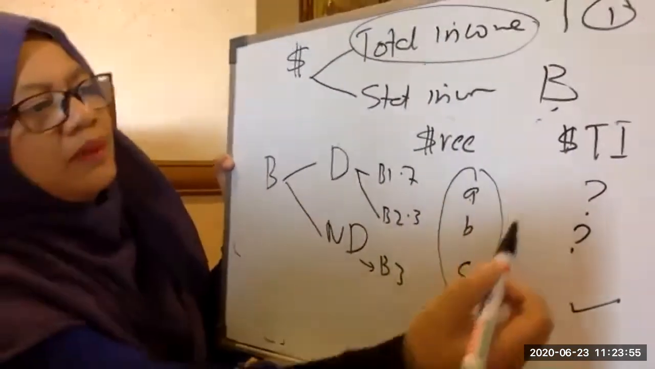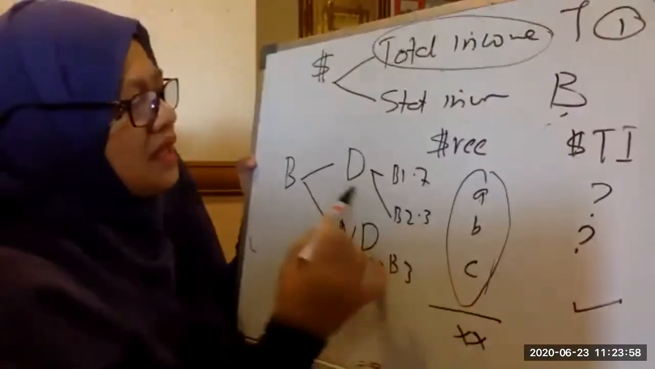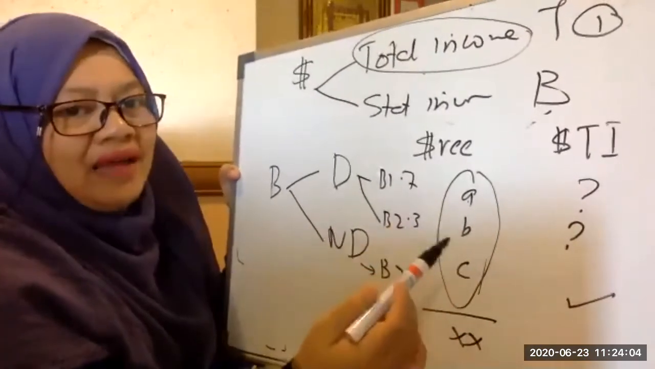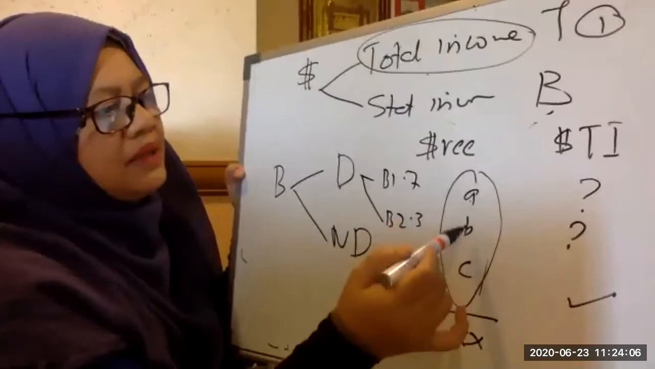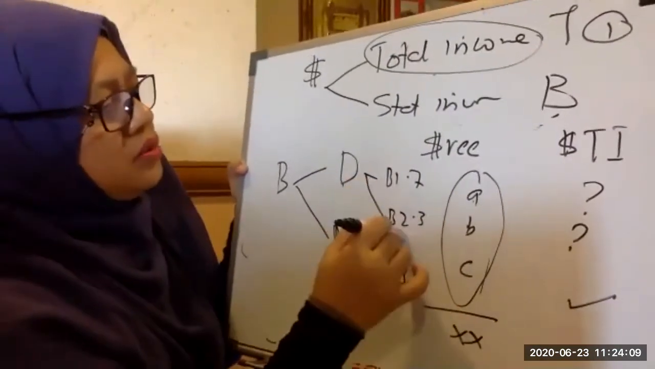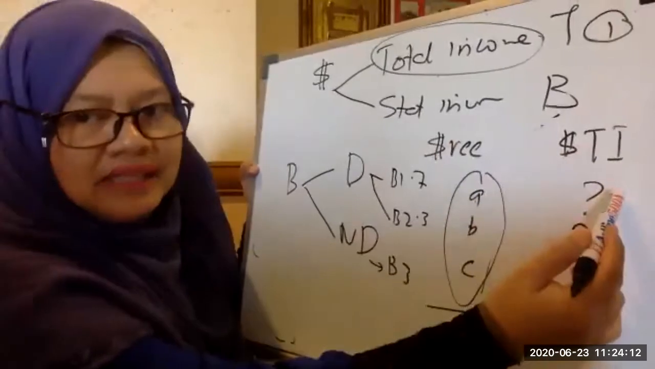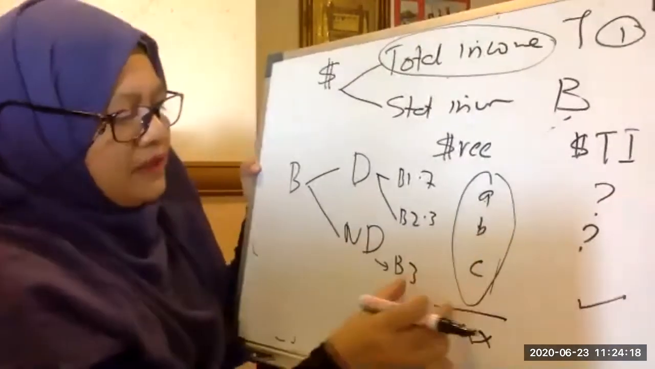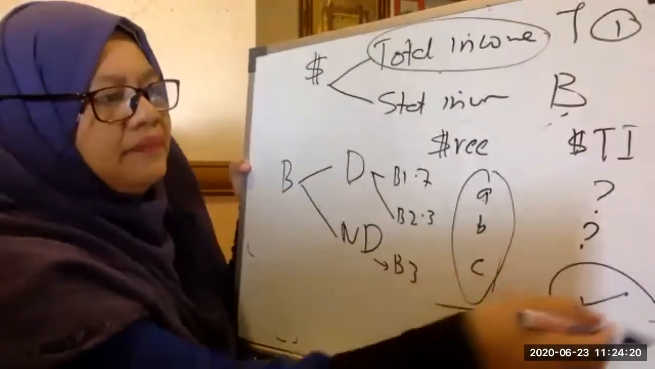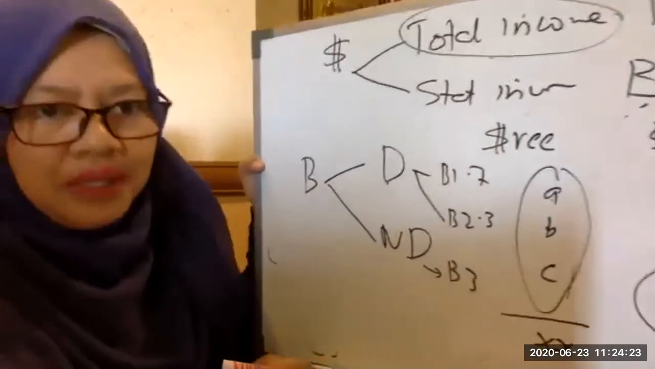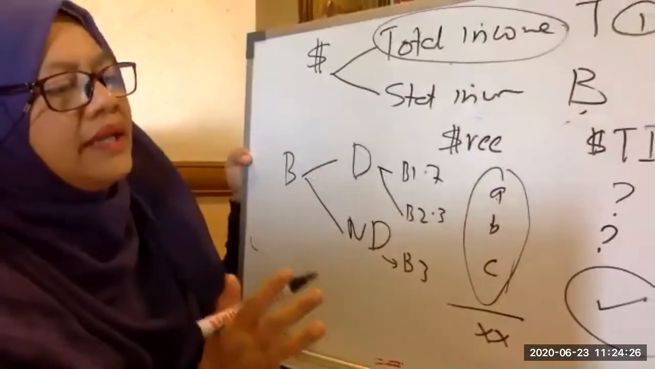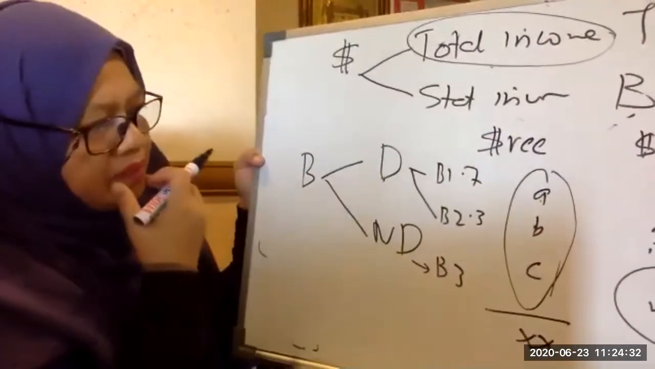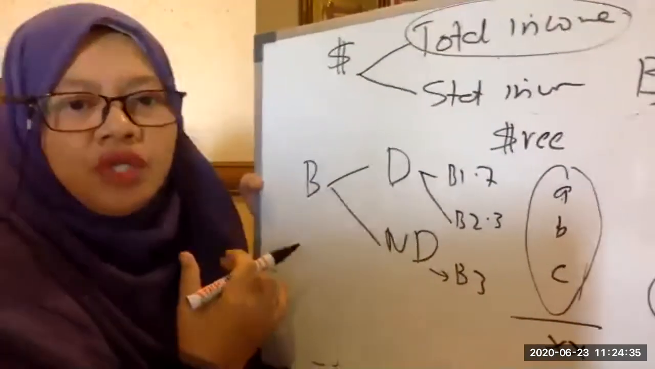So what happens is that how much your statutory income is depends on this: if it's discretionary, then you're going to take the lower of the two. B1 and B2 will depend on how much is received and the total income. Whichever is lower, that will be your statutory income. But for the non-discretionary, it is always the total income here to be your statutory income. All right, so at the end of the day, they will ask you what is the statutory income of the beneficiary. Then it depends. And remember that we also have what we call accumulation.